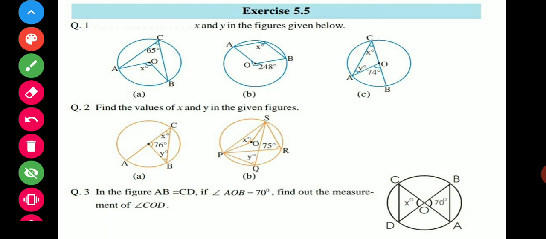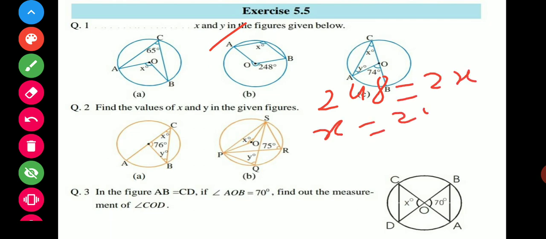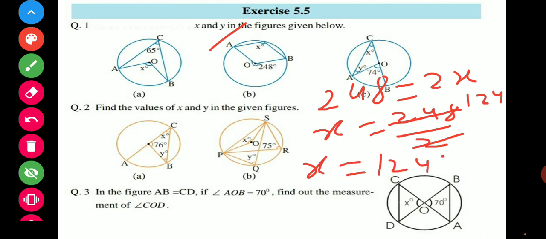Similarly, the second part, this one, and this angle is 248 and this one is x. So first of all, this angle is just double of this. So 248 is equal to 2 of x. That means x equal to 248 divided by 2. So 2 1s are 2, 2 2s are 4, 2 4s are 8. So value of x is 124 degree. That one, this angle is 124 degree.